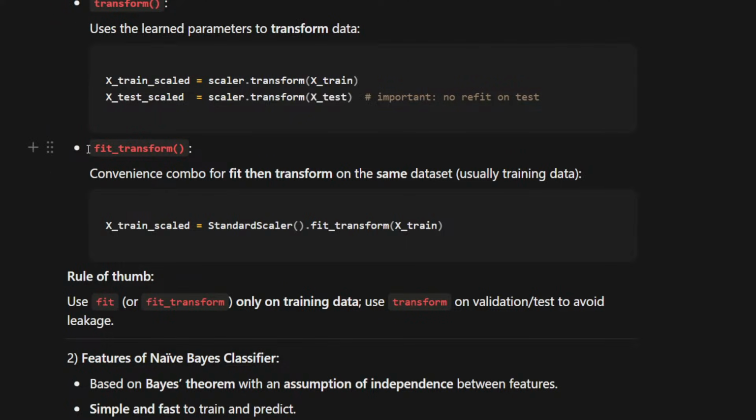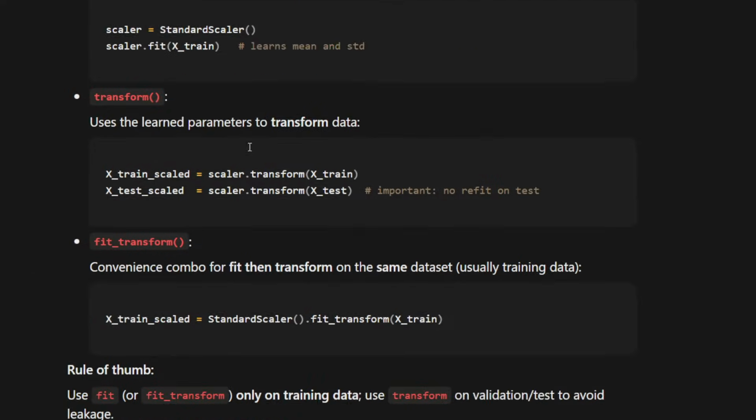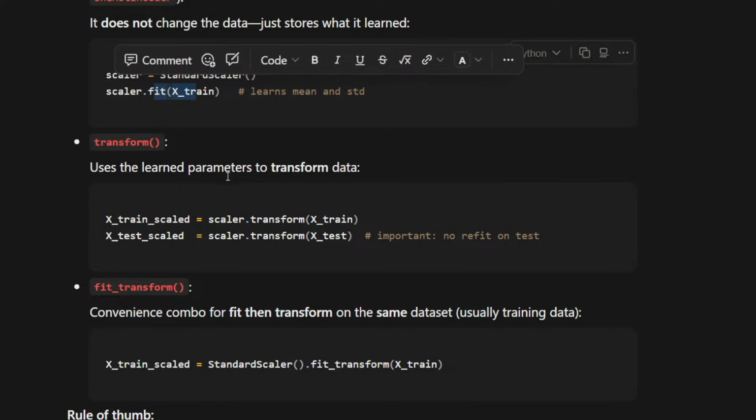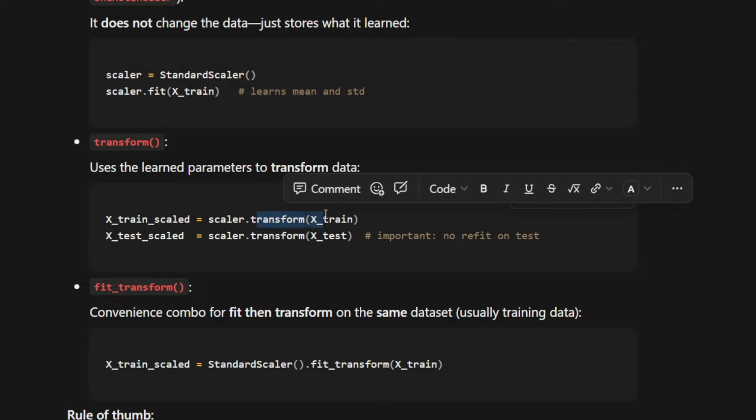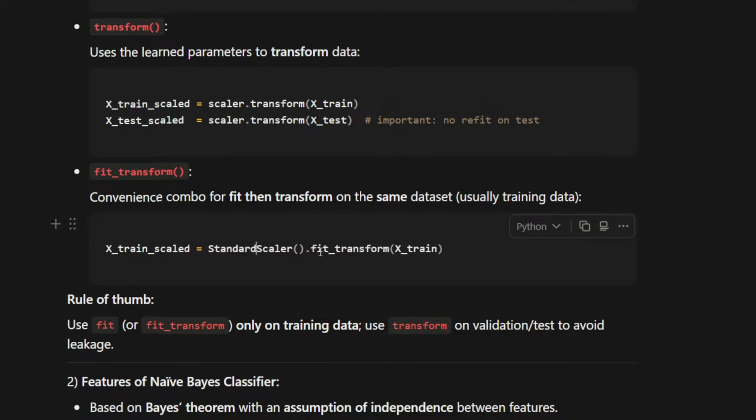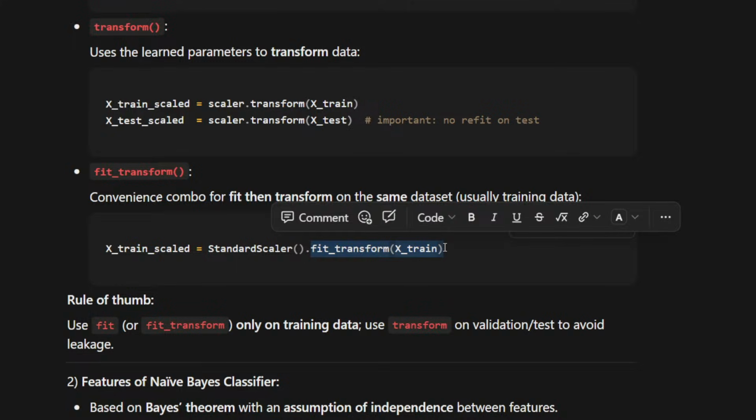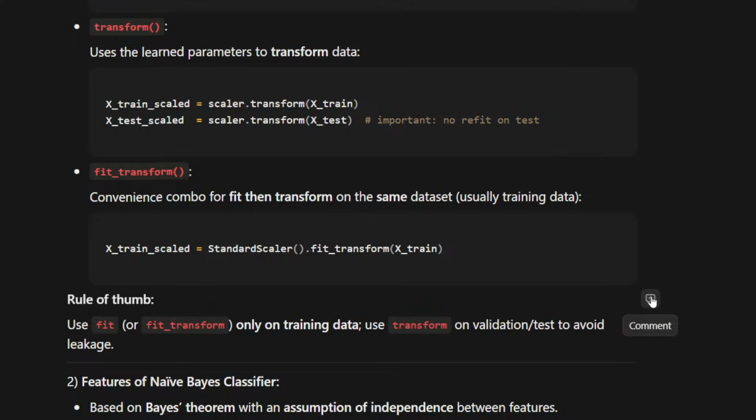Whereas on the other hand, this is fit transform. Fit transform is the convenience combo for fit and then transform on the same data set. So instead of writing two lines for first fitting and then transforming, you can just write a single line: standard scaler dot fit transform of X train. So it will fit the model based on X train and transform the X train data itself, and then return the final output to X train scaled.